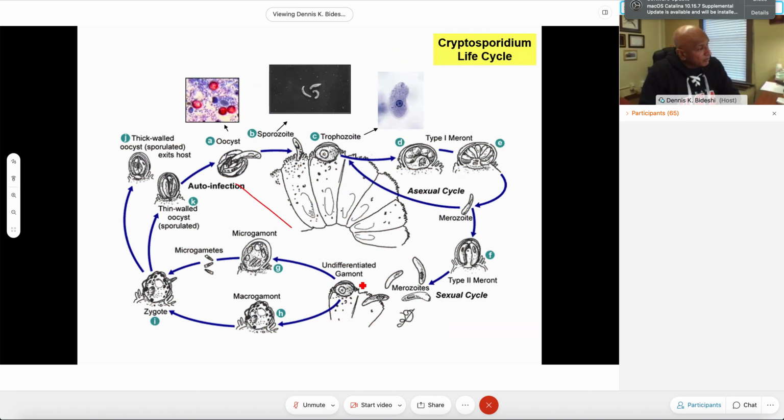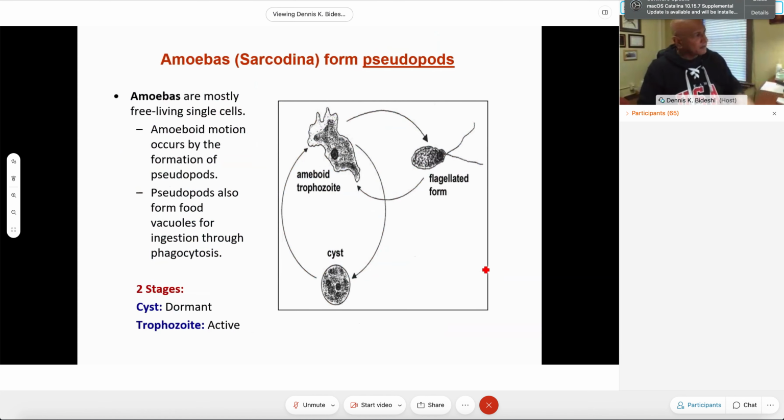This is why I don't want you to memorize the life cycle. It's not going to help you with anything. So don't waste time on the life cycle of Cryptosporidium or Cyclospora. Just remember, make that connection. Healthy individuals, not much of a problem at all. HIV/AIDS patients, big problem, right?